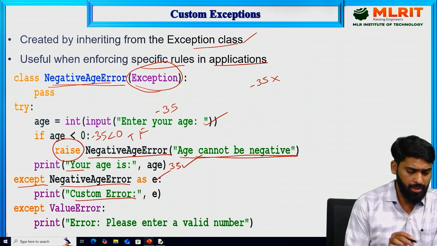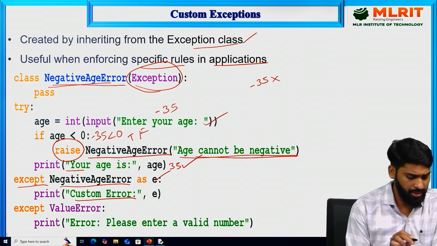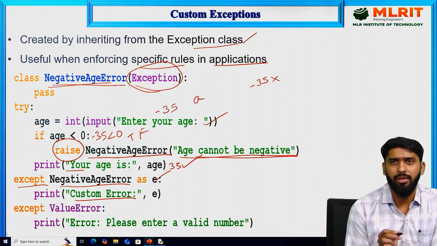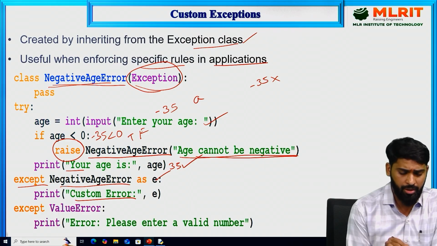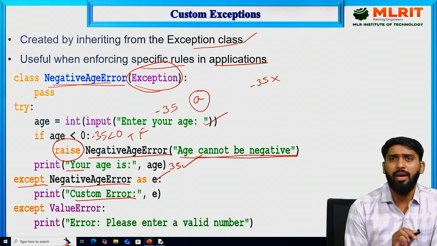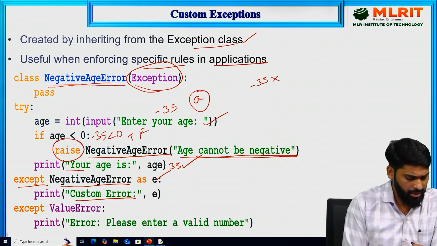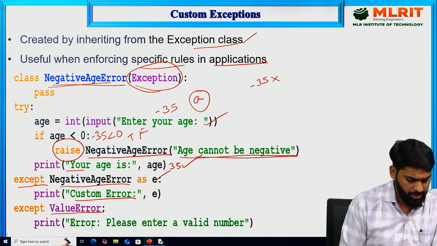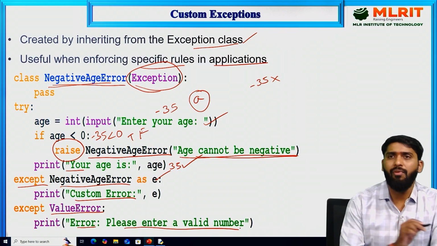So for example, if instead of -35 I enter A, then it is a ValueError. Actually, we enter a character instead of a number. So this error we call a ValueError. So it prints error, please enter a valid number.